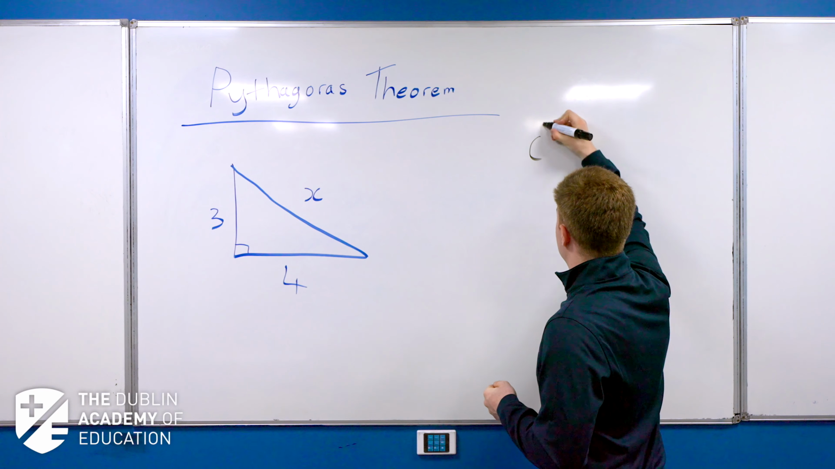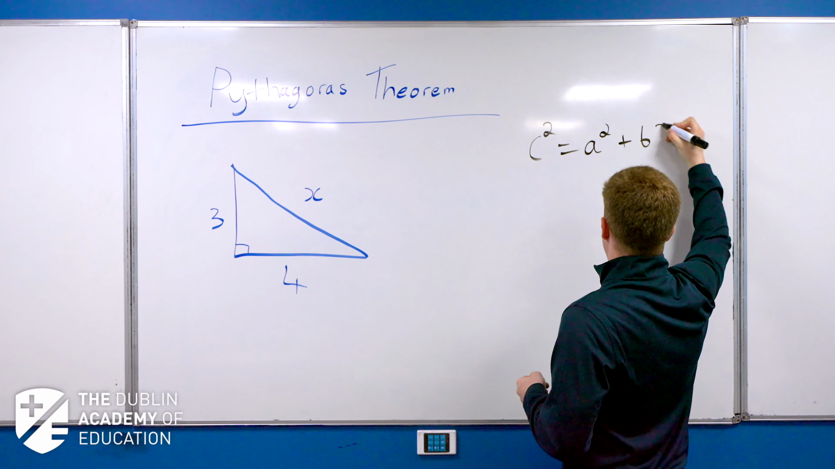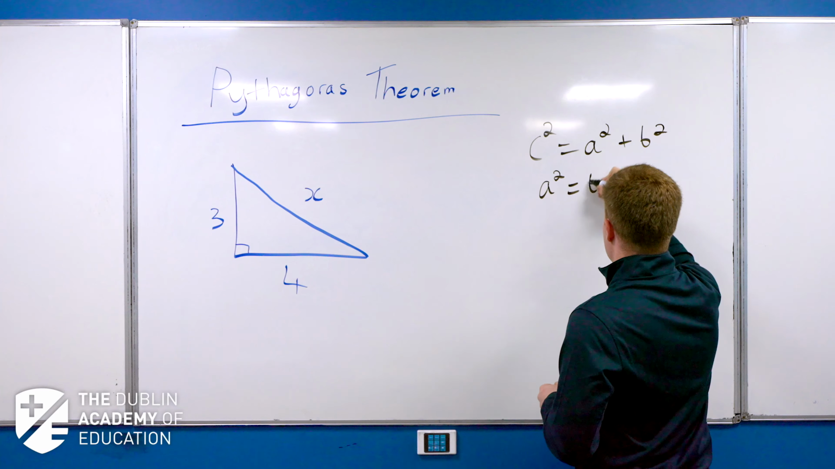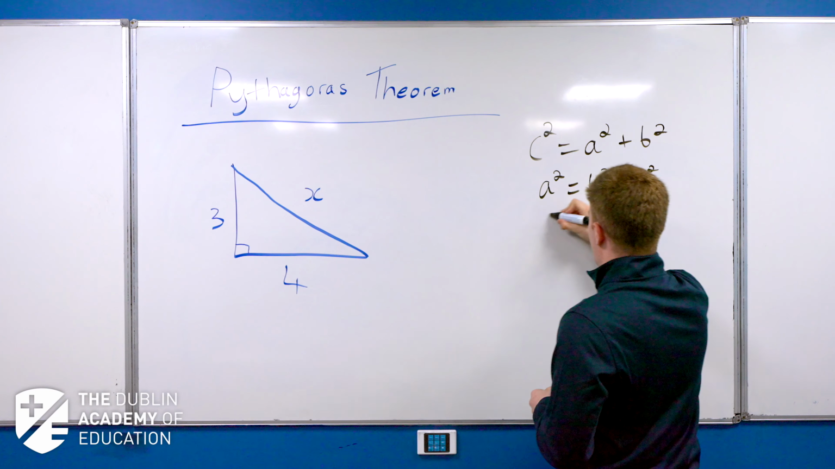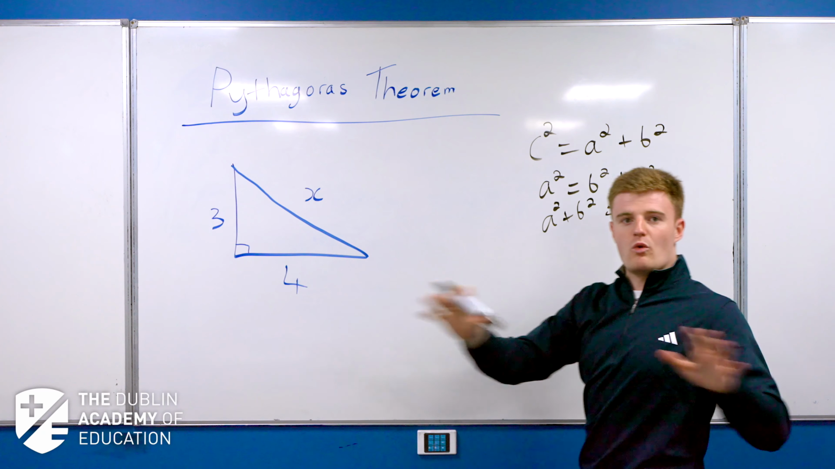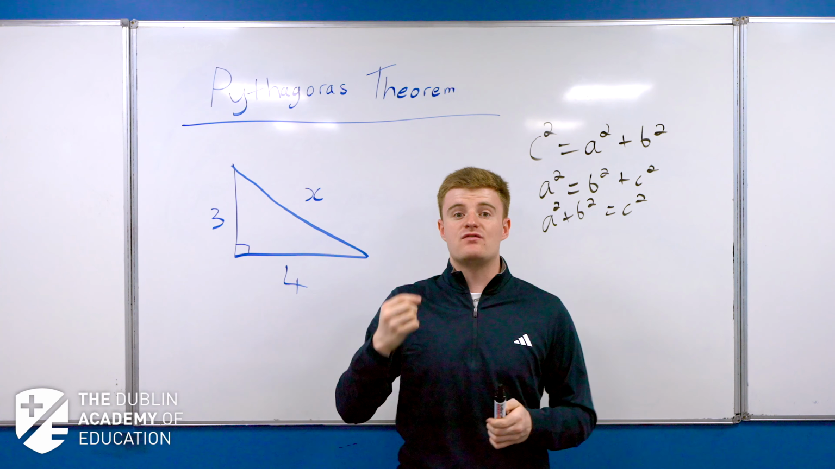It's on page 13 of your logbook, and it says c squared equals a squared plus b squared. Now, some teachers teach it as a squared equals b squared plus c squared, or a squared plus b squared equals c squared. Don't worry about a, b, and c. What we're trying to figure out is what side is the hypotenuse.